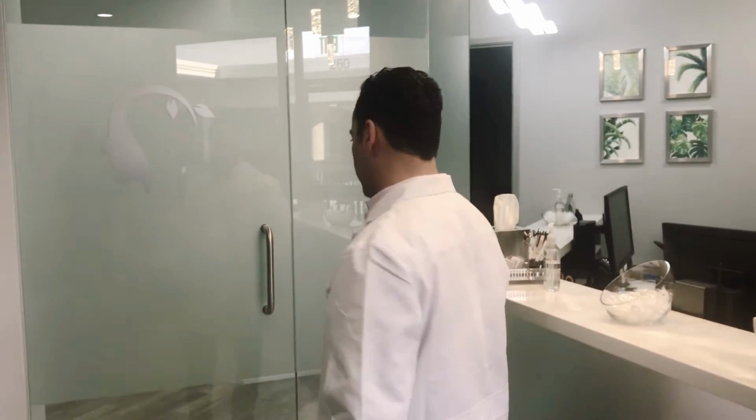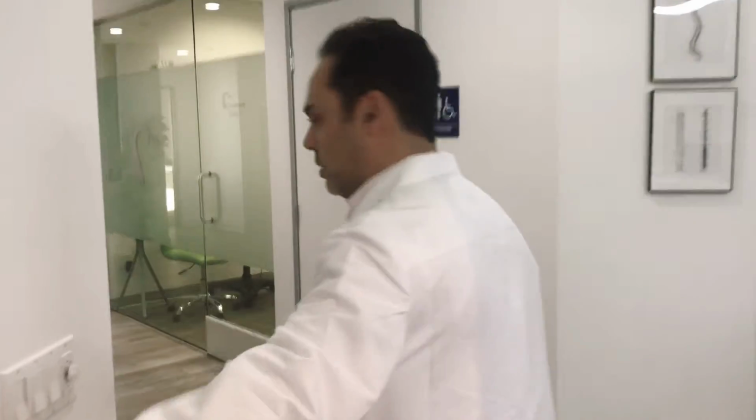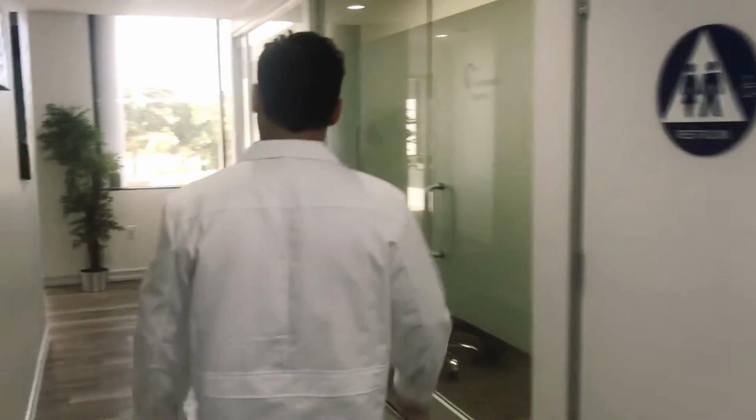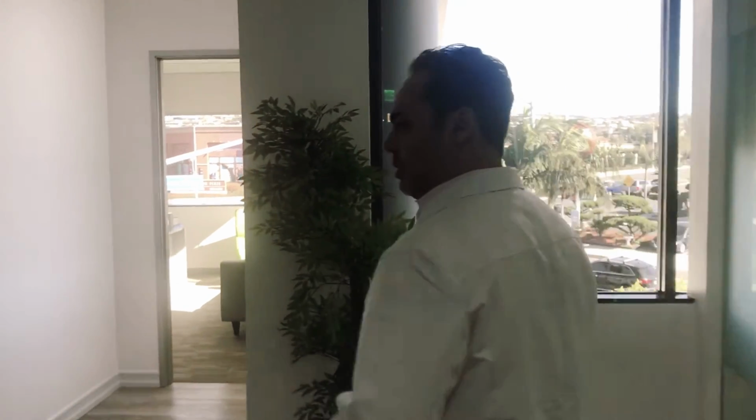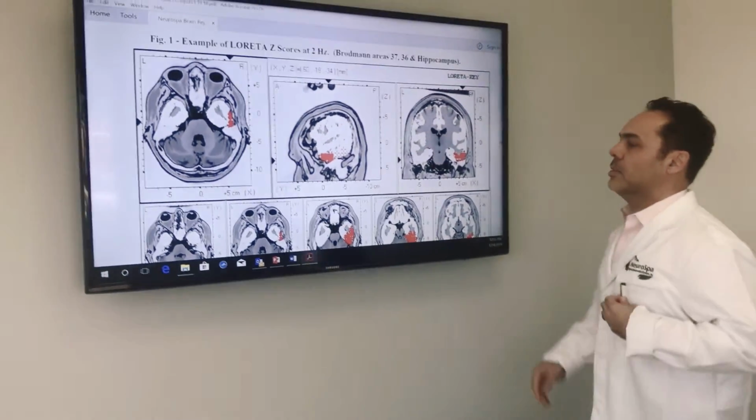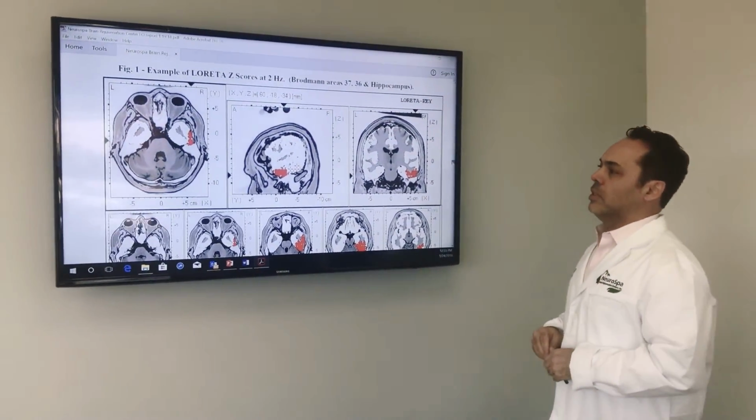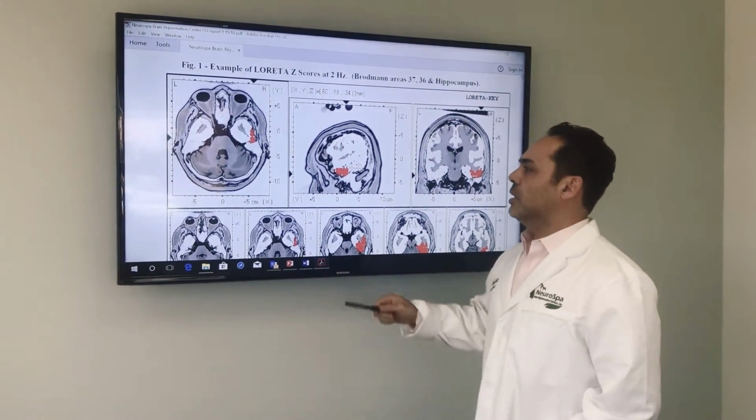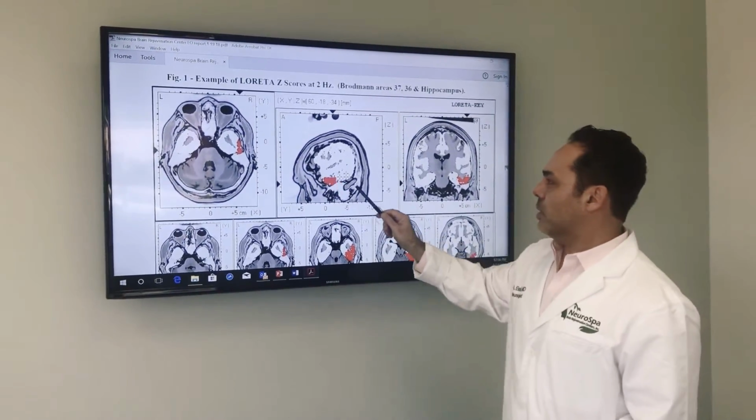Let's look at a brain map that we recently have done on a patient. Let's go back to a recent brain mapping that we've done on an athlete. Here we go. So this is brain mapping on an athlete who's undergone some concussions. He's involved in football. And here we see very clearly areas of dysregulation.